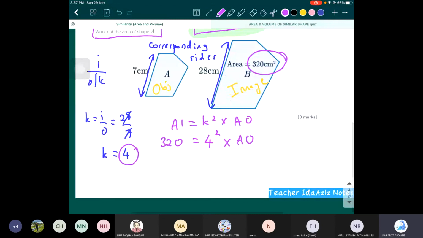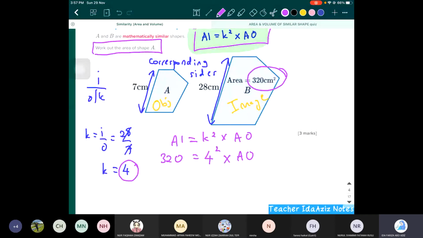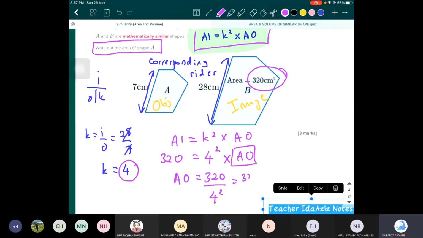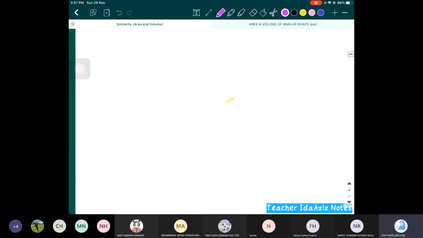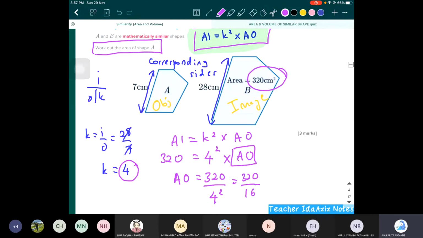Okay, next class. Yang ni dah melibatkan linear equation ataupun algebra. Kita dah belajar. So, kita nak cari AO, nak cari yang ni tak tahu. Sini darab. So, what need to do is 320 divides 4 square. So, yang ni, let's press our calculator. Okay, I give you 2 minutes. Press your calculator. What's the answer? 320 divides 4 square. Ataupun 320 divides 16. What's your answer? Please find this. Now, 320 bagi 16. Dapat berapa?